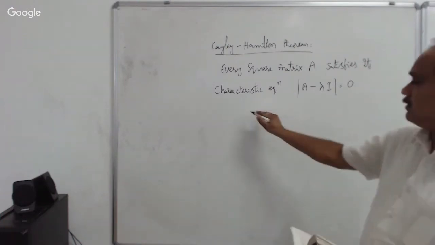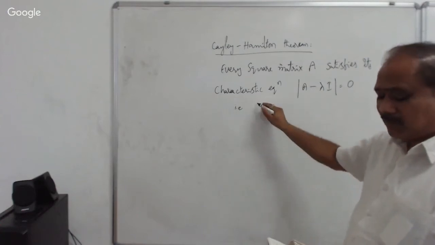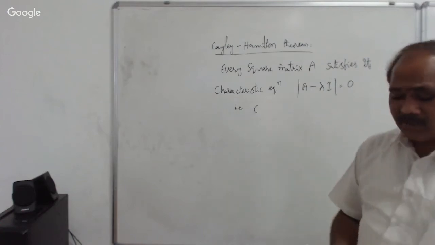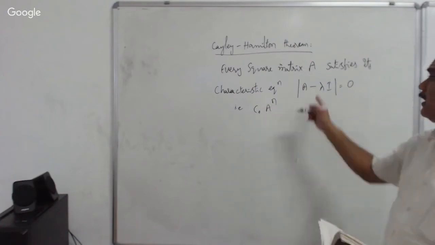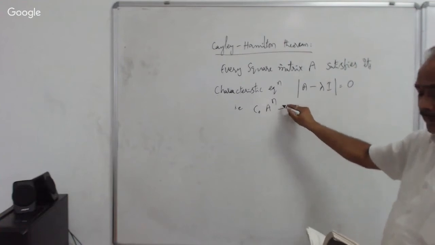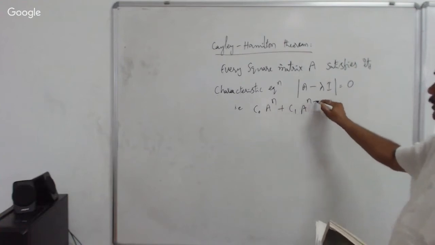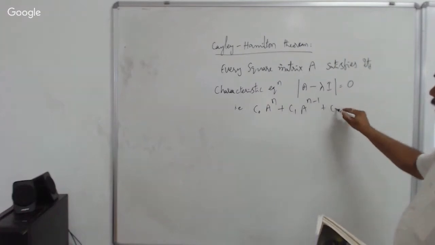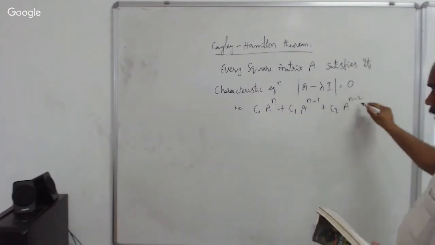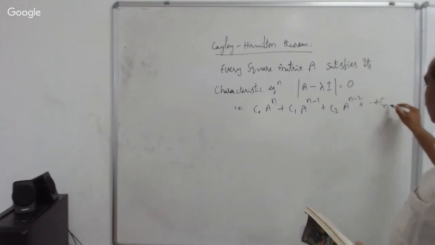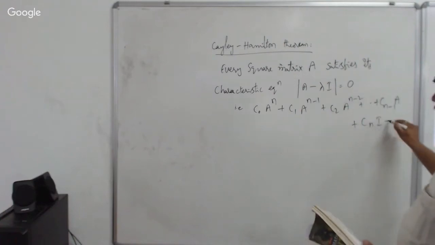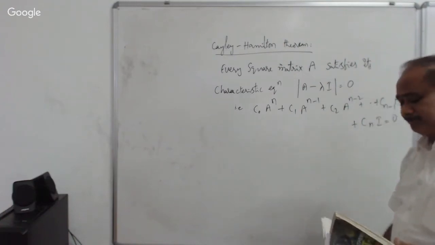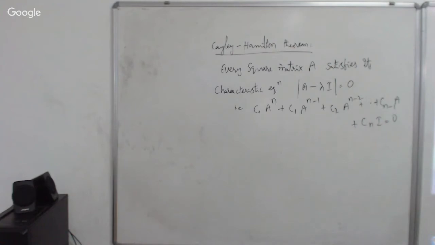Generally, that equation is of the form C naught into A raised to n, where A is a square matrix, plus C1 A power n minus 1, and generally in this form, up to C n minus 1 A plus C n I equal to 0. Just write down, I will explain that.